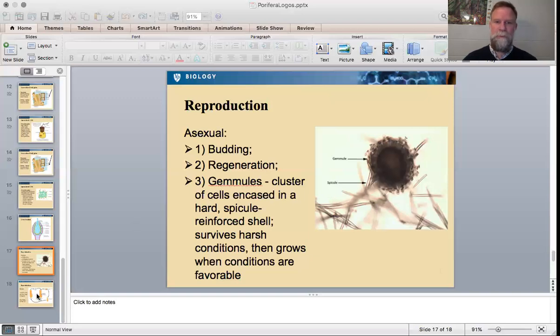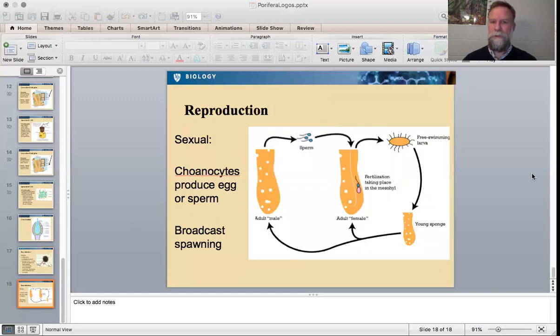And then lastly, sexual reproduction in sponges. Like many marine invertebrates, they are broadcast spawners, right? So they're just shooting out massive numbers of gametes. They're overwhelming the predator population that way, with a higher likelihood of sperm and egg uniting. And different sponges do it differently. Some sponges will produce sperm and eggs, others will just produce one.